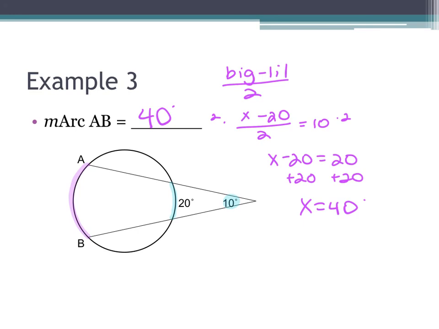Questions on anything we talked about today? So again, lots of angles stuff today. Tomorrow we're going to get back into segments, but for now, we're talking angles. We're good? Yep. Okay, I'm going to open your assignment.